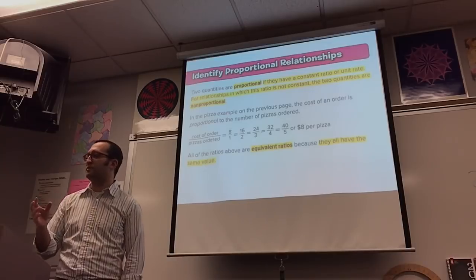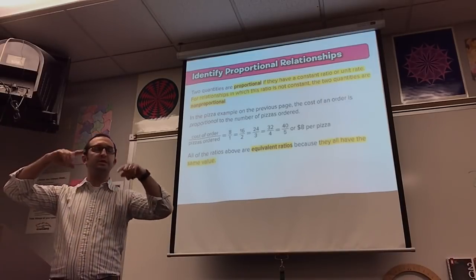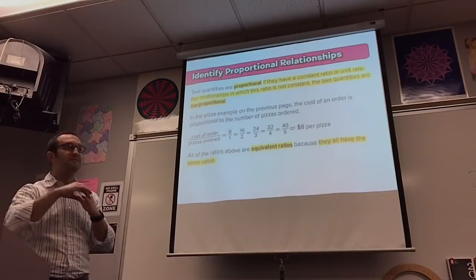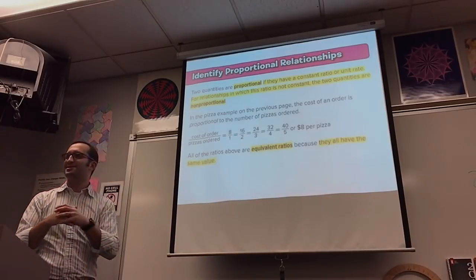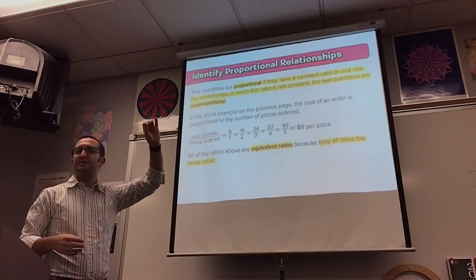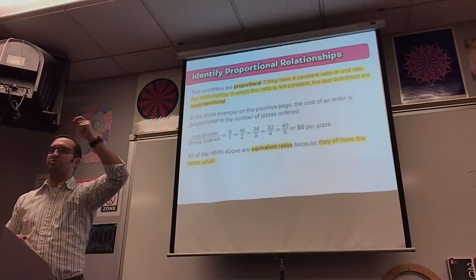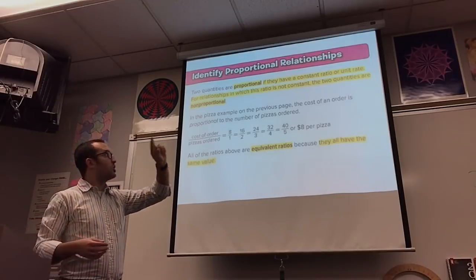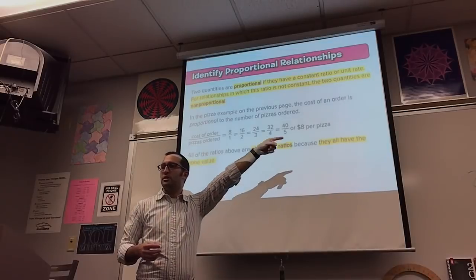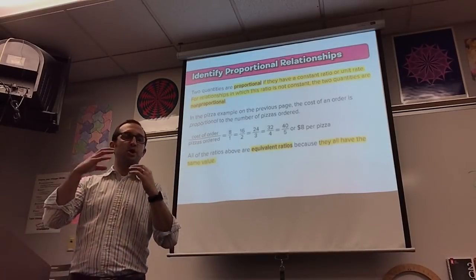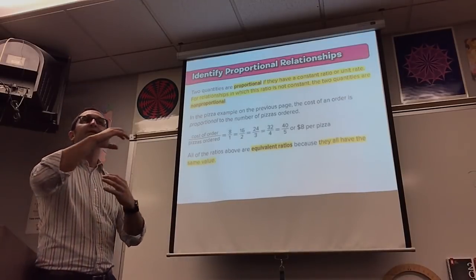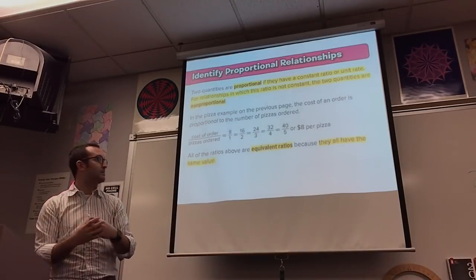We saw that with tables before, right? Where we were looking at the two tables and we were comparing the y to the x or the x to the y. And if it was the same value, well, it's because they were proportional. And the idea is the cost is proportional to the number of pizzas ordered. Did you hear the order that was just read? The cost is proportional to the number of pizzas ordered, which means that the cost is going to increase in the same ratio as the number of pizzas ordered. Not the same amount, but in the same ratio.